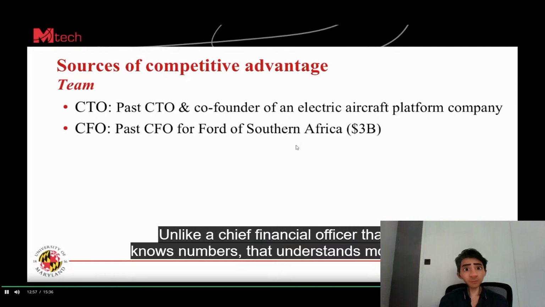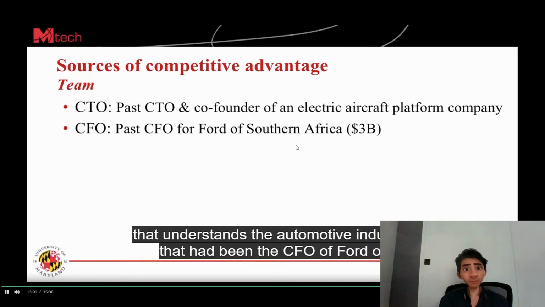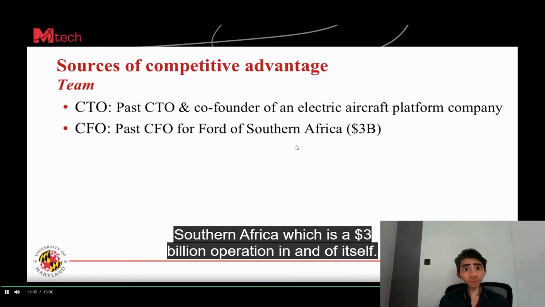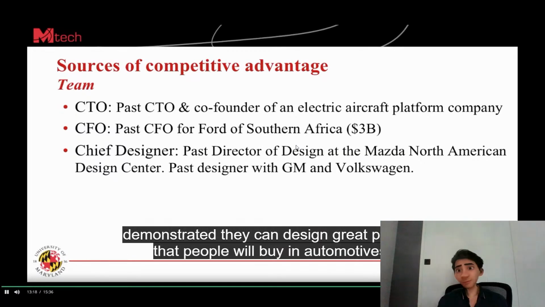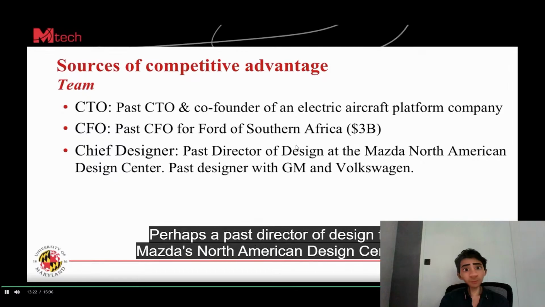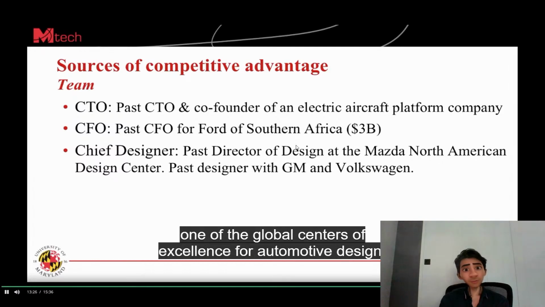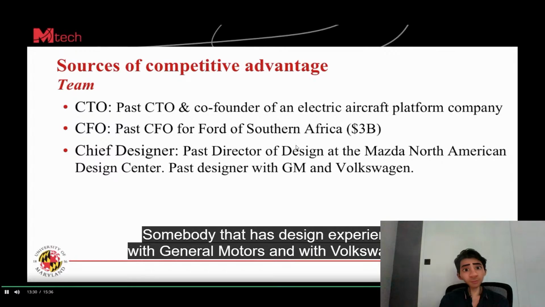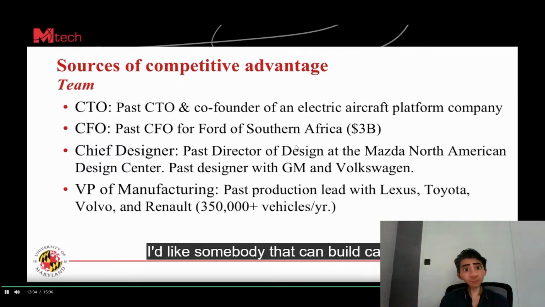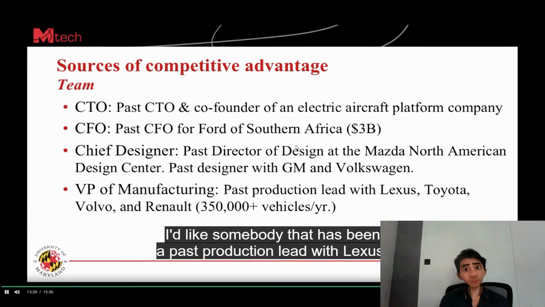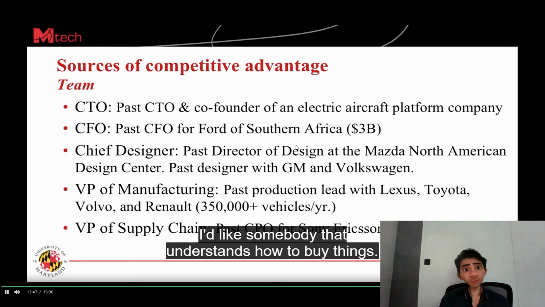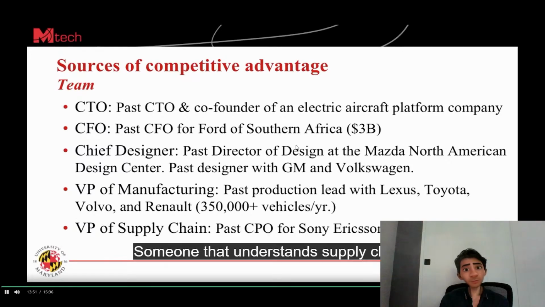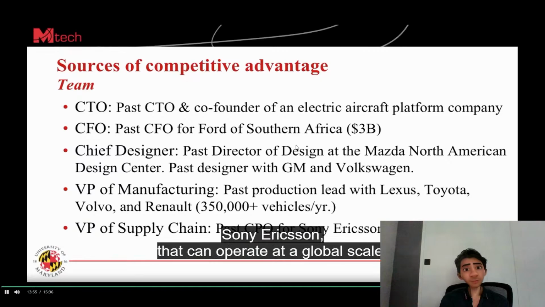I'd like a chief financial officer that knows numbers, that understands money, that understands the automotive industry, that had been the CFO of Ford of Southern Africa, which is a $3 billion operation in and of itself. I'd like a chief designer that knows design, that has won countless awards, that has demonstrated they can design great product that people will buy in automotives. Perhaps a past director of design from Mazda's North American Design Center, one of the global centers of excellence for automotive design. Somebody that has design experience with General Motors and with Volkswagen. I'd like somebody that can build cars. I'd like somebody that has been a past production lead with Lexus, Toyota, Volvo, Renault. Someone that knows how to build 350 cars per year. I'd like somebody that understands how to buy things. Someone that understands supply chain. Somebody that was the chief purchasing officer for Sony Ericsson that can operate at a global scale.